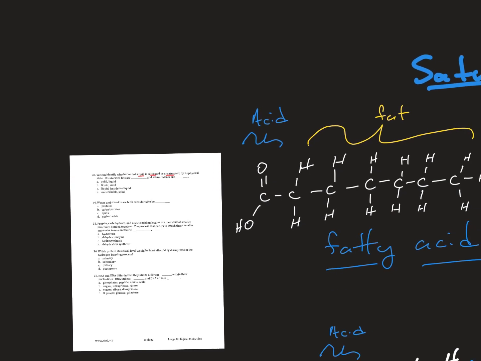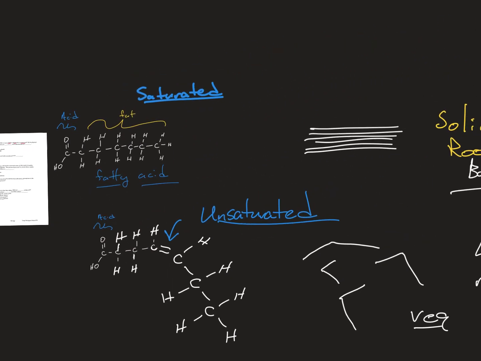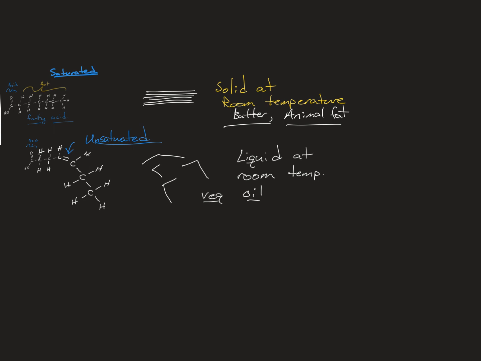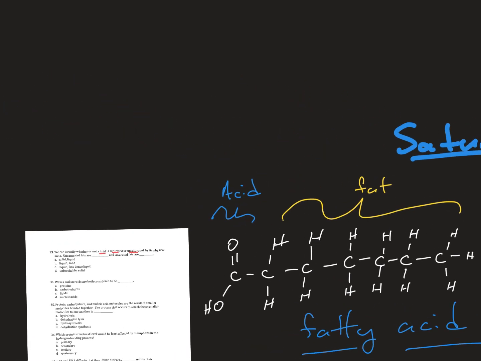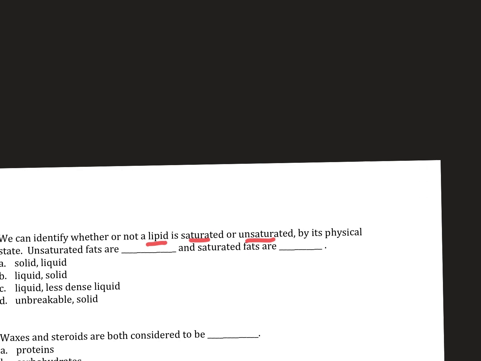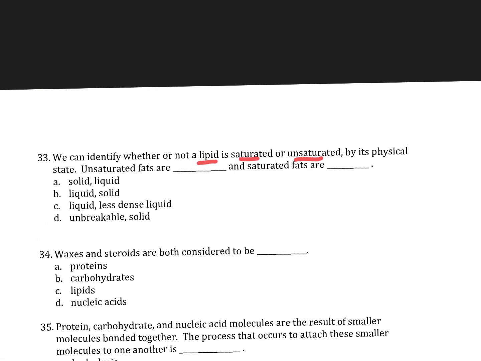Let's go back to the question. Did I say animal fat? Yes. Did I misspell it or something? No, it's spelled correctly. It might be messy, but it says animal fat. Now we go look here. It says we can identify whether a lipid is saturated or unsaturated by its physical state. Unsaturated fats are liquid at room temperature and saturated fats are solids. Well, which one of these is liquid first? This is liquid. That's the first thing. The second thing must be solid. So the answer is B.